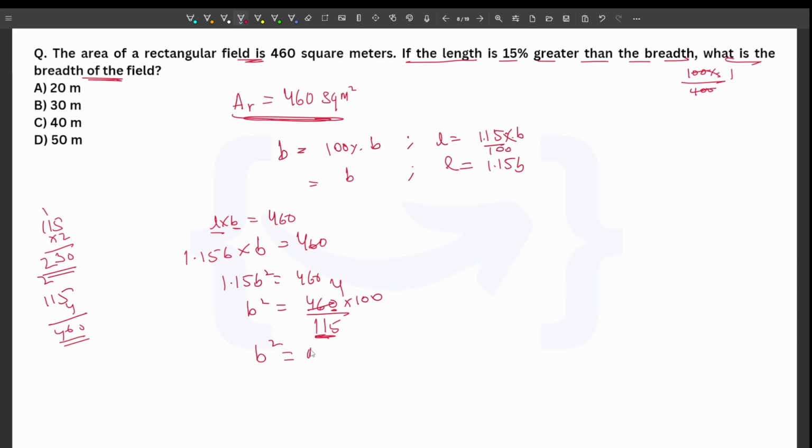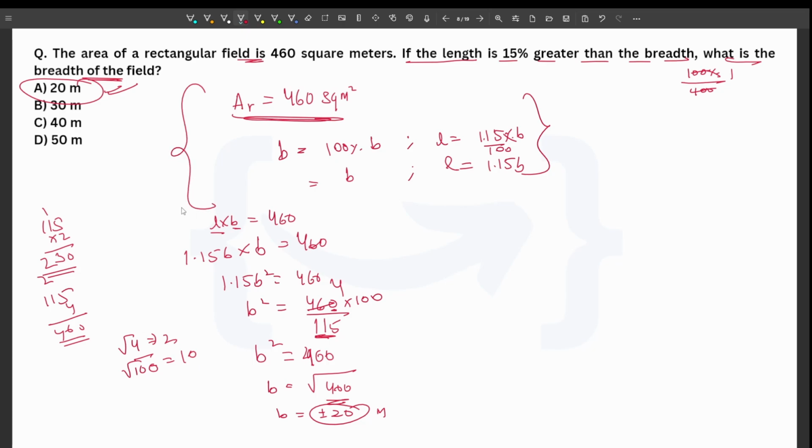My B square will become 400. So B would be root under 400. What will be the root? For root under 4, I know it is 2, and root under 100, I know it is 10. So 20 would be the right option for this question. So my breadth would be 20 meters, and I can find this solution. So yes, simple. I did what the question said and was able to find the answer.